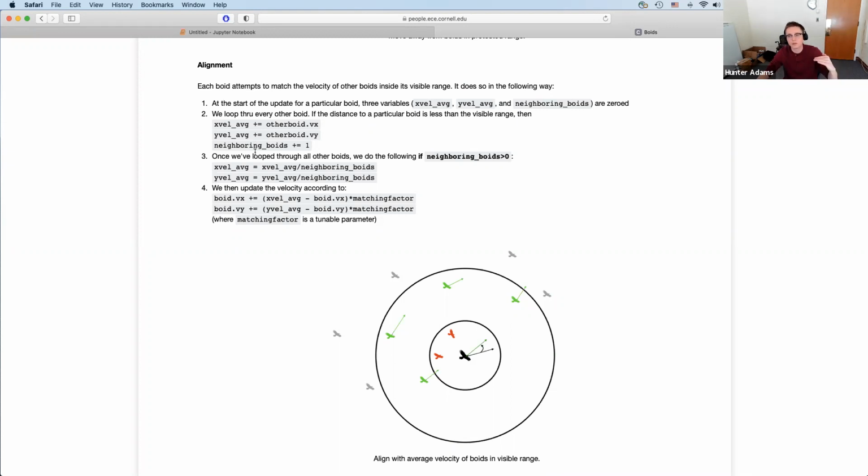Once we've looped through everything, we divide these by the number of neighboring boids. We're computing the average velocity of the boids that are within our visual range and outside of our protected range. And then we gently turn our boid that we're updating in that direction. We do so by subtracting our present x and y velocity from the average velocities of our neighbors and multiplying by this matching factor, which, like the avoid factor, is the tunable parameter that is the weight for this contribution to our velocity update.